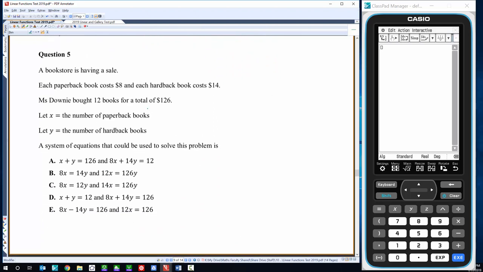And this one here, got a bookstore having a sale. Each paperback costs $8 and hardbacks cost $14. Bought 12 books in total. So what we can do here is say x is the number of paperbacks, y is the number of hardbacks. We're just going to say x plus y equals 12. Now I know that the cost of them is 8x for the paperback, 14y for the hardback, and Ms. Downey spent $126. I'm looking for the match, and there it is there.